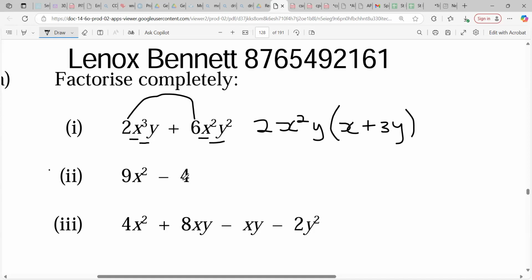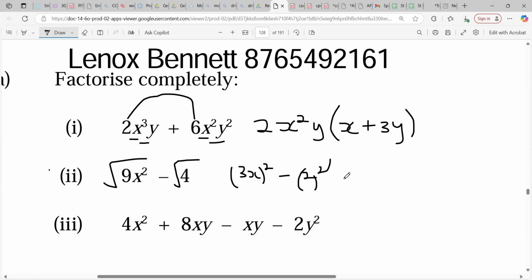Now this one is a difference of two squares. So all we have to do is find the square root of both of these. So what number do you multiply by itself to give you 9x squared? Wouldn't that be 3x? Because 3x times 3x gives 9x squared. All right, what number do you multiply by itself to give you 4? That would have been 2.